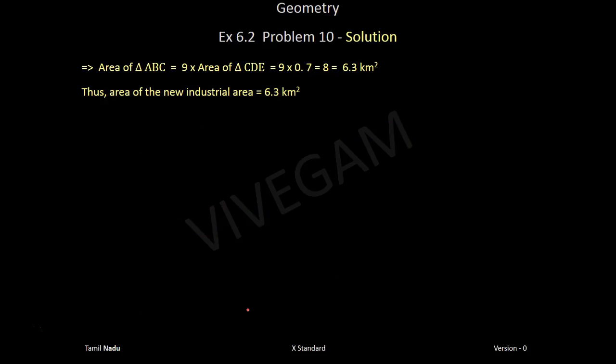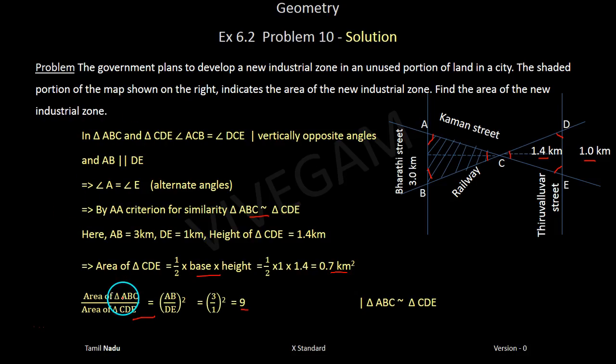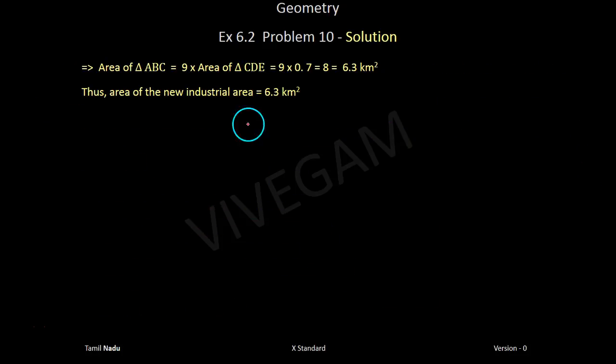will be equal to, now you know the ratio, so which means area of the triangle ABC, okay, you got it here. Let's go back. So area of the triangle ABC divided by area of the triangle CDE equals 9, which means area of triangle ABC will be area of triangle CDE into 9, correct? But what is the area of triangle CDE? That is 0.7. So area of triangle ABC will be 9 into 0.7, that is equal to 6.3 kilometer square. That's the area of the new industrial area: 6.3 kilometer square.